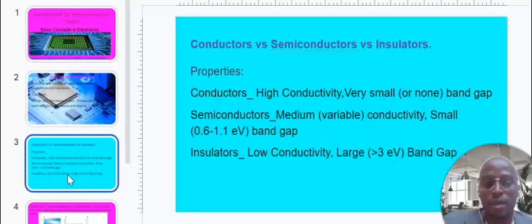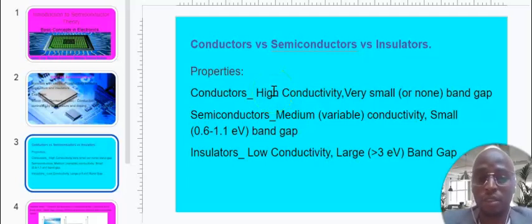We may compare the electrical properties between conductors, semiconductors, and insulators. Beginning with electrical conductivity, conductors have high electrical conductivity. Semiconductors have medium, or we may say variable conductivity, while insulators have low conductivity.